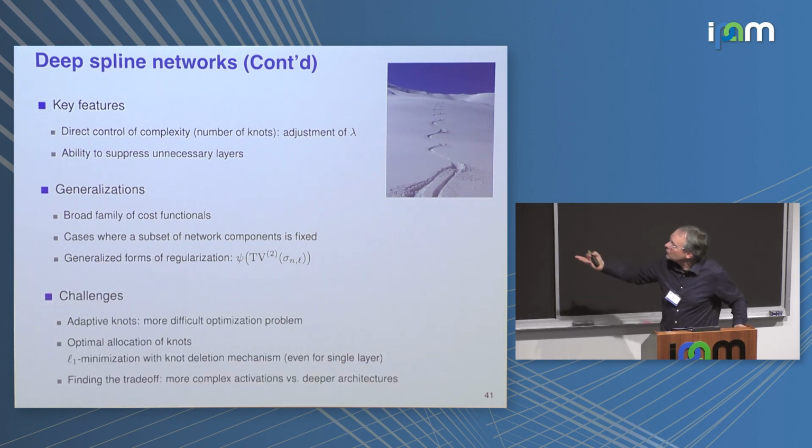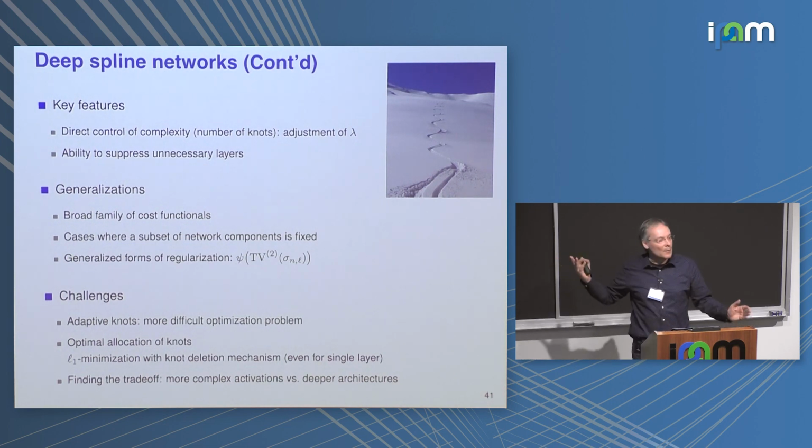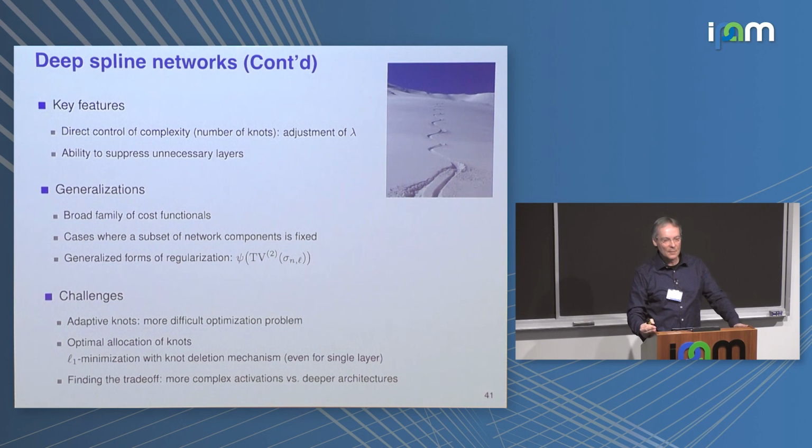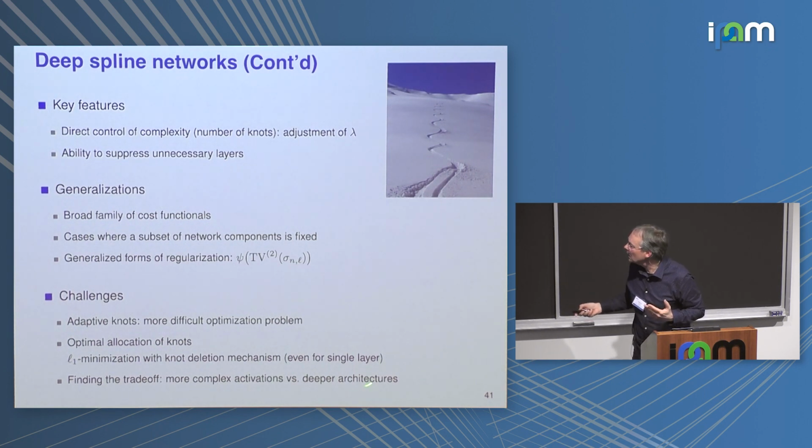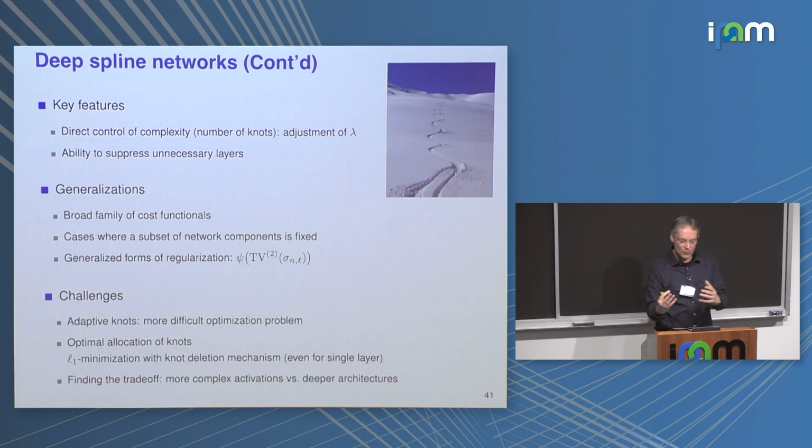And now, of course, there are some challenges. It's a much more difficult optimization problem, harder than training a standard ReLU network, because you also have to put in more ReLUs and determine how many there are, etc. You need optimal allocation of cost, and also to find the optimal trade-off between having more complex activations or more layers.